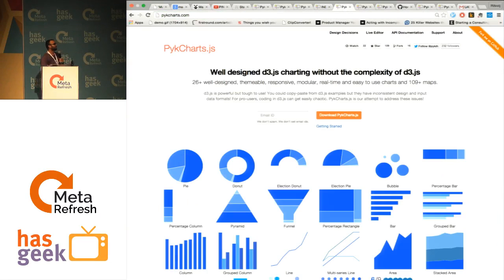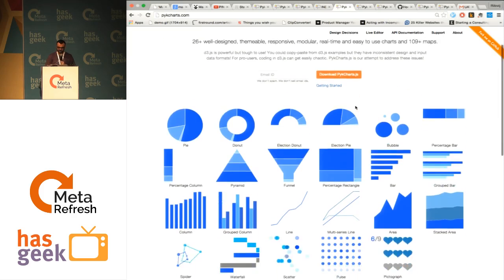Right, so this is PykCharts. It's well-designed D3 without the complexity of D3. You have 26 plus charts. All the charts are themable, responsive, modular, real-time, easy to use. And you have 109 maps.